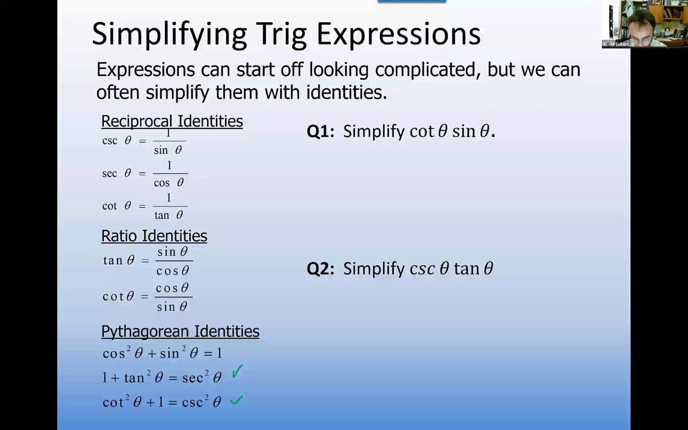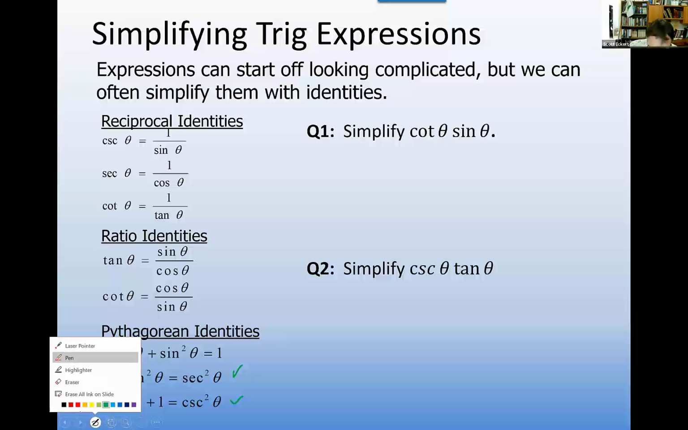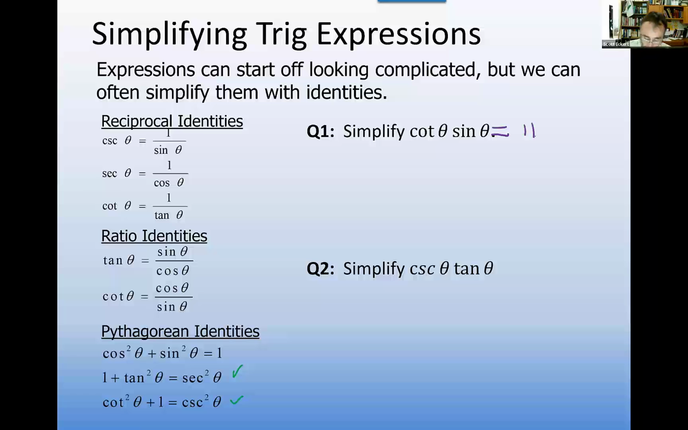Now, question number 1 and question number 2 is just practice changing. How do you change a hard thing into a simpler thing? We can change it by using identities. Now, in the future, it won't be an expression. In the future, it'll be an equation, and we have to get theta by itself. And we can't solve that equation right now because cotangent theta times sine theta is pretty complicated. We want to make it simpler.